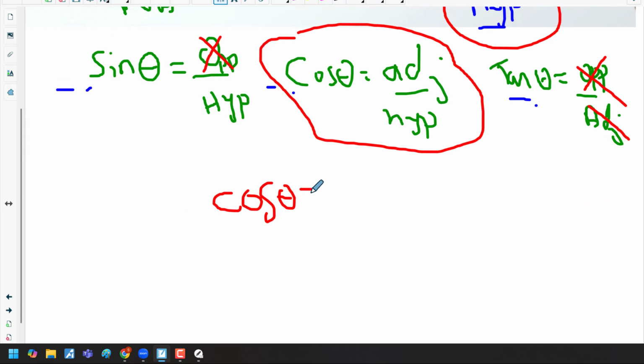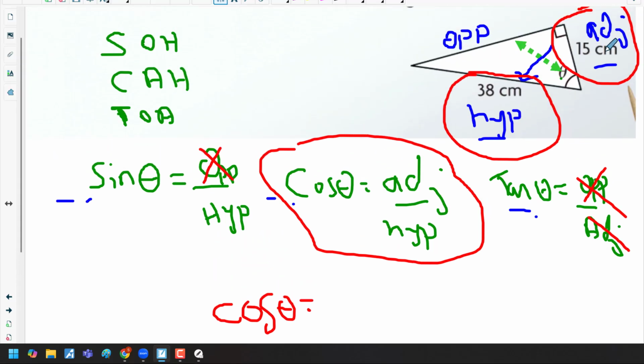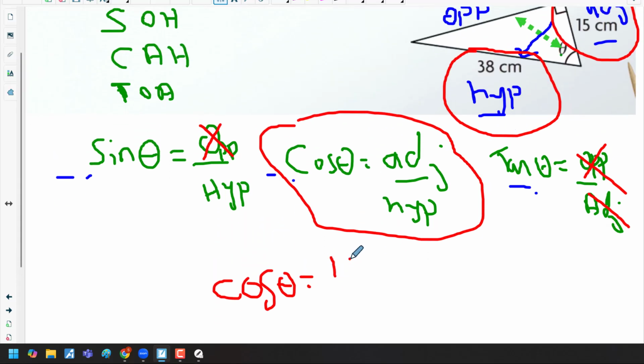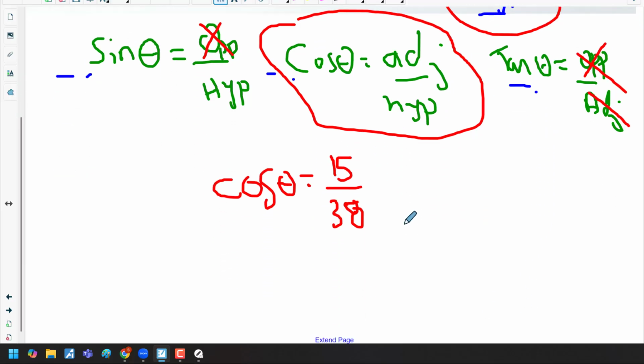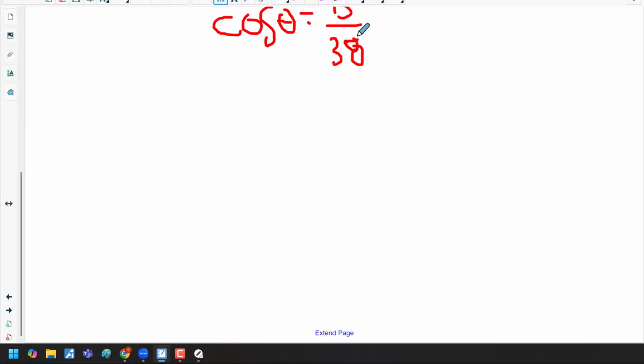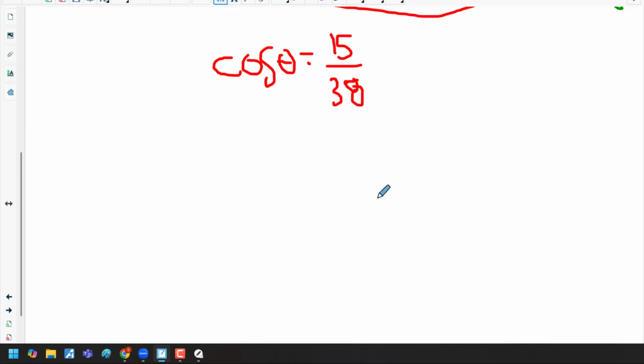Cos theta is equal to adjacent, which is 15, over 38. And the way to do this is to now do 15 divided by 38, shift to the decimal.